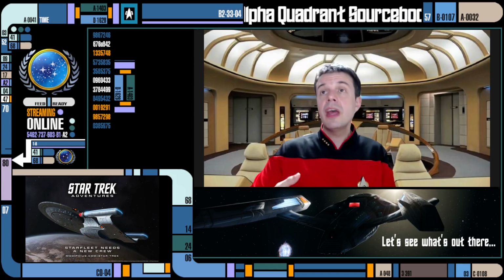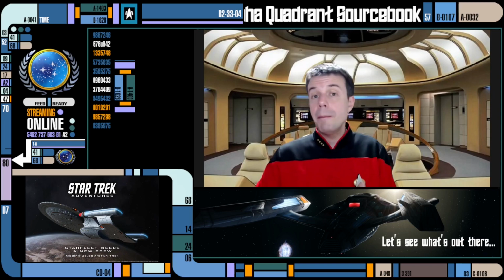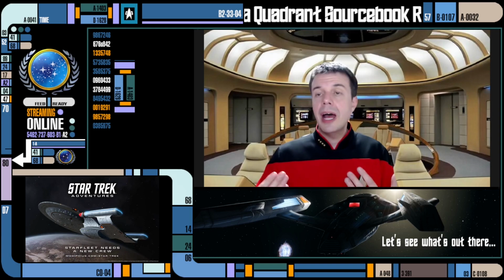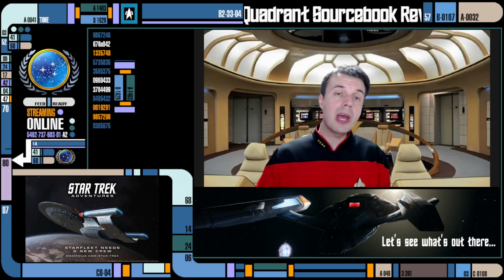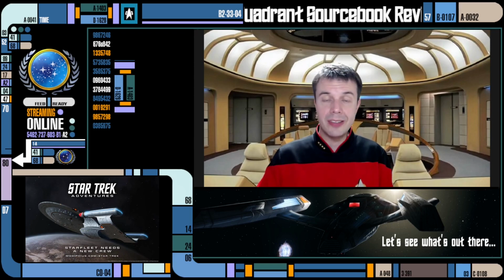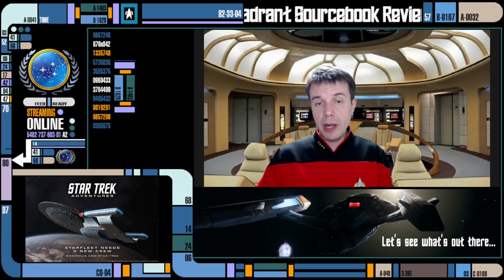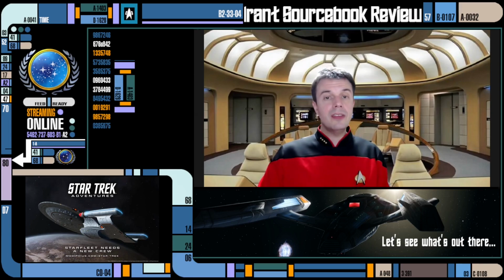Like I said, this sets a time frame of 2372, but at the same time, it's still usable, adaptable for any time setting that you want, and the information you get on Cardassia and Bajor itself is well worth the cover price. It's worth a read. Highly recommend this book to be on the shelf, and that's it. That is the Alpha Quadrant.